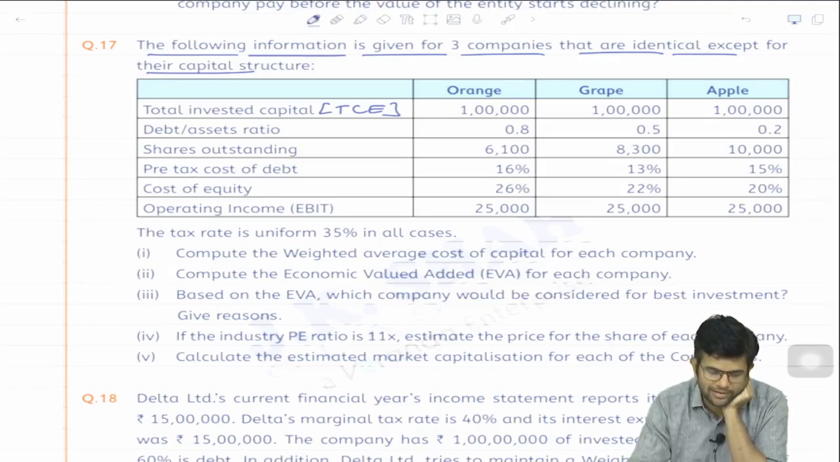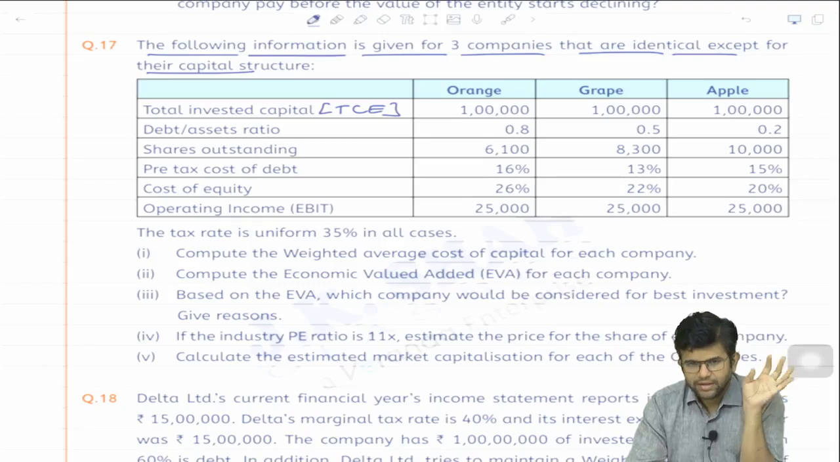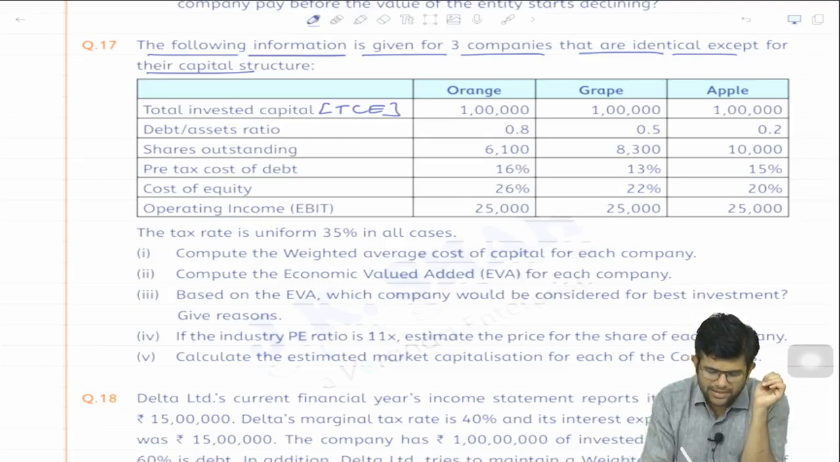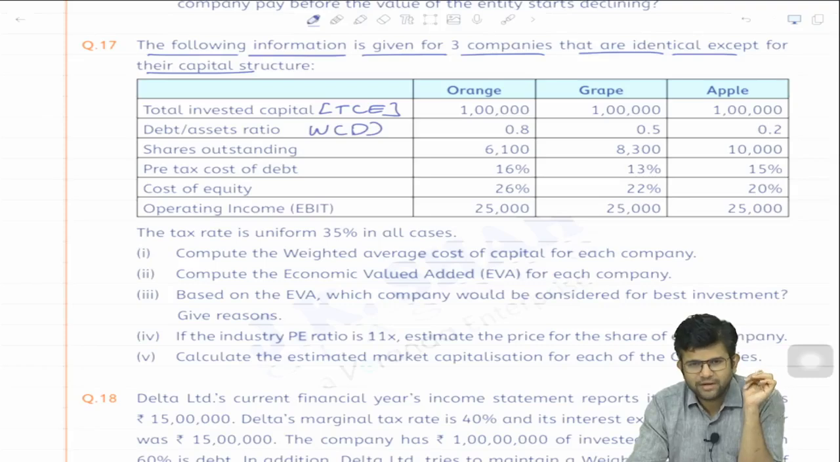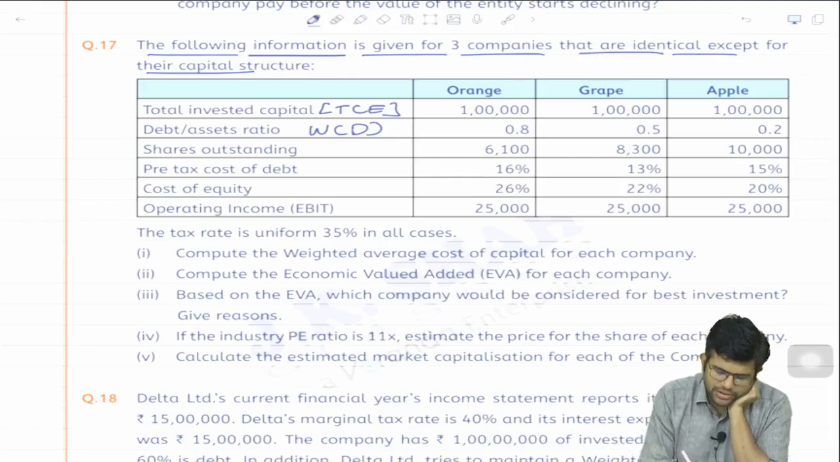Everyone following till here? Next, debt to assets ratio. Meaning, if your total capital is 1, debt is 0.8, 0.5 and 0.2. Can I say in our language, this is weight of debt. Everyone clear? This is the weight of debt. So can I say 0.2 must be the weight of equity, 0.5 must be the weight of equity and 0.8 must be the weight of equity in the 3 cases. Okay. Shares outstanding are number of equity shares.